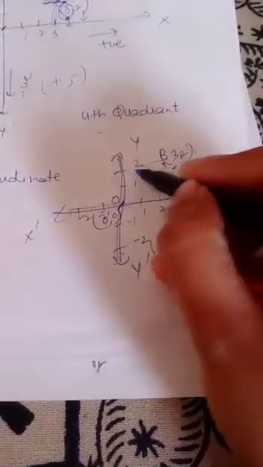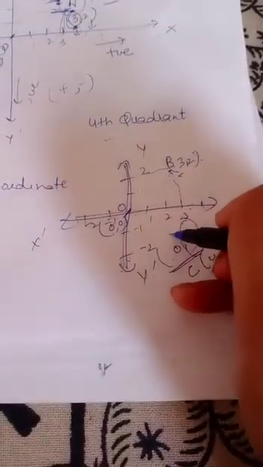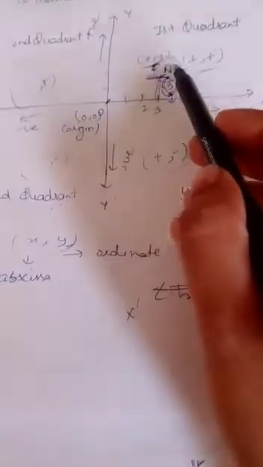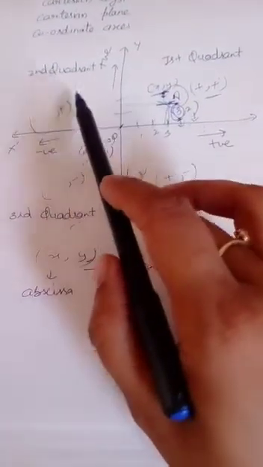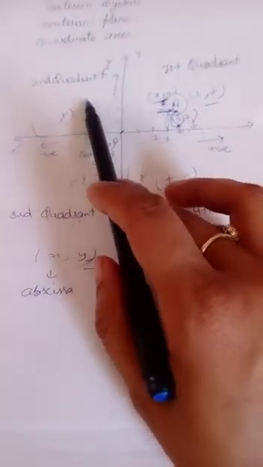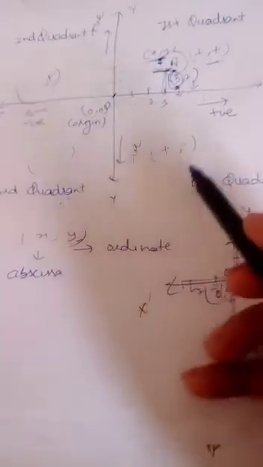And in the same way quadrant also you can tell without plotting. If both are given positive, you can say this point will lie in first quadrant. If x is given negative, y is positive, then you can say second quadrant. In the same way for third and fourth quadrant.